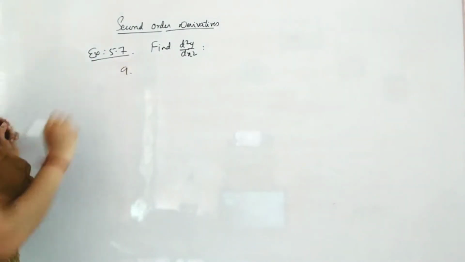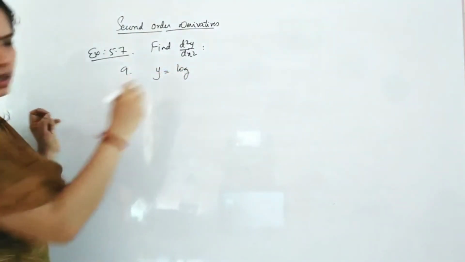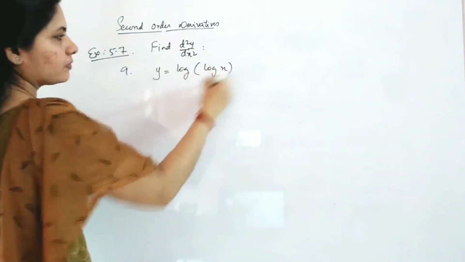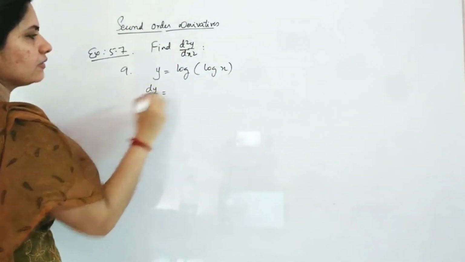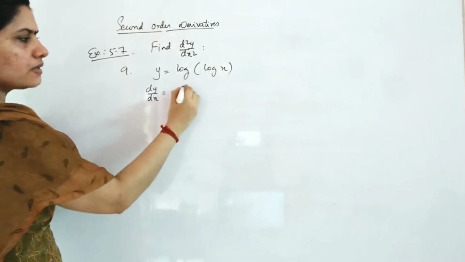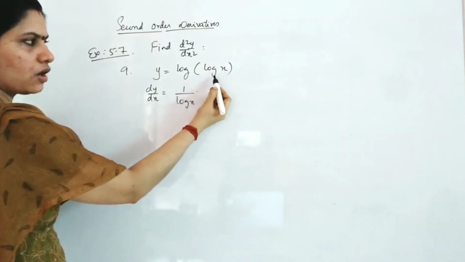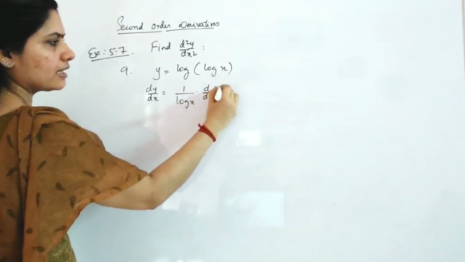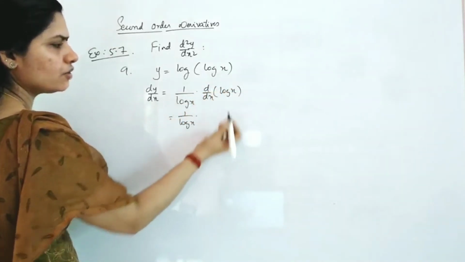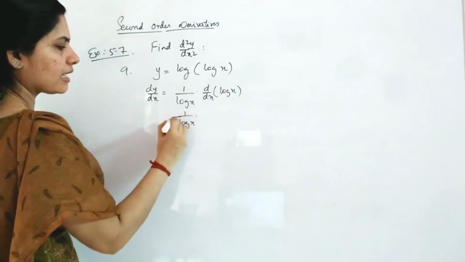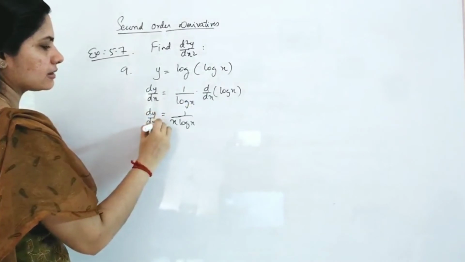9th one. y is equal to log of log x. First dy by dx will give you log of something's derivative is 1 by that, into what is that? That is your log x. So you will have into d by dx of log x also. So it is 1 by log x into 1 by x. So I can write 1 by x log x. This is your dy by dx.